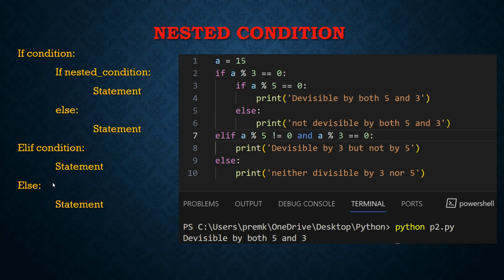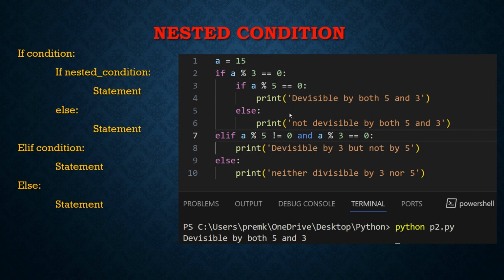So I have declared a variable a with integer 15, and my first outer if condition is: if 15 modulus 3. If that 15 is divisible by 3 completely, then I have to go inside that if block. Again I am giving a condition: if that 15 is perfectly divisible by the number 5, then I have to print "it is divisible by both 5 and 3", and inside that I'm printing else "not divisible by 5 and 3".